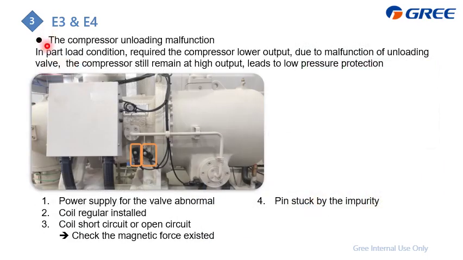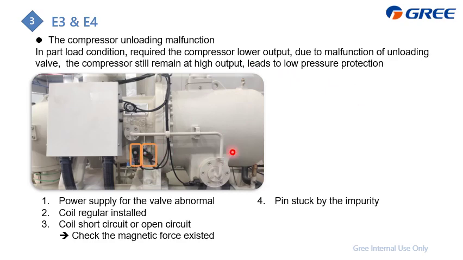The next reason is compressor unloading malfunction. What this means is, this is the compressor. When in low load condition, the system requires the compressor to lower the output, which is to lower the slider position. And then due to the malfunction of the unloading valve, the compressor still remains at higher output, which also leads to the low pressure protection. And on site, this is the compressor, and this is the loading and unloading valve.